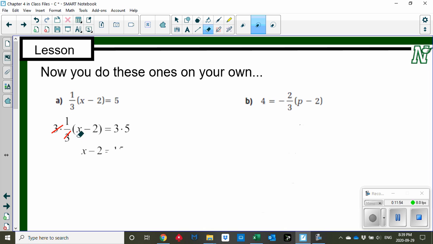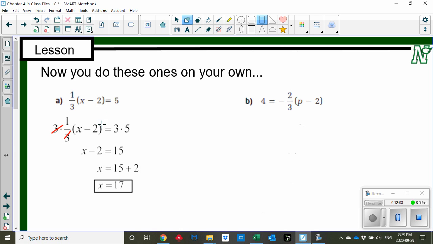x minus 2. 1 times x is x. 1 times 2 is 2. On this side, we get 15. And then the only thing we have to do is bring that 2 to the other side. And we get x is equal to 17. So hopefully you got that one. I maybe should have showed the one step in here. 1 bracket x minus 2 equals 15 and then multiplied it out. But when you multiply something by 1, it doesn't change.